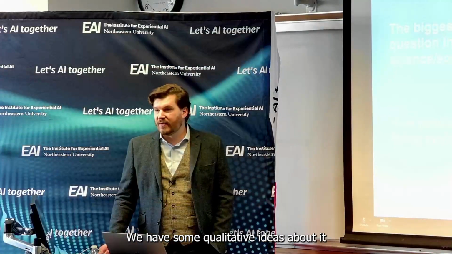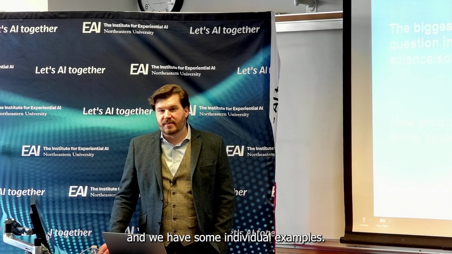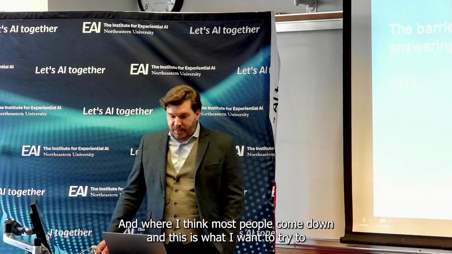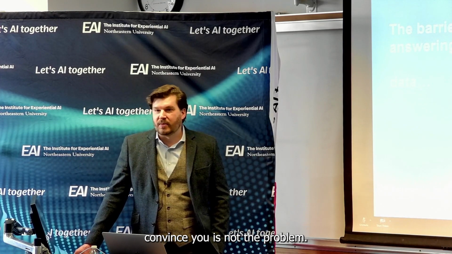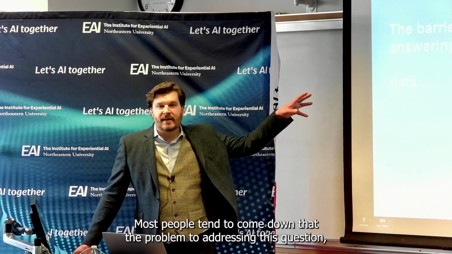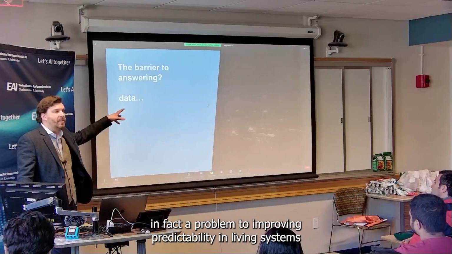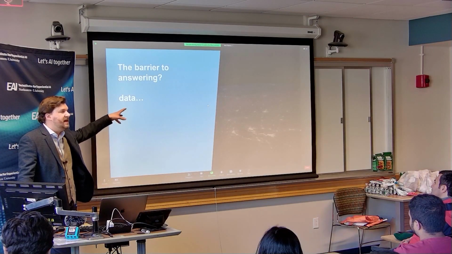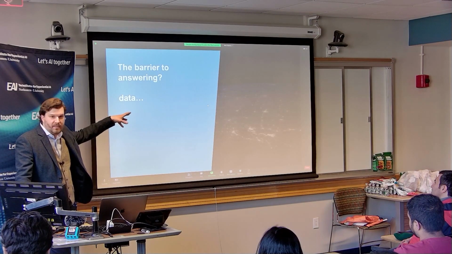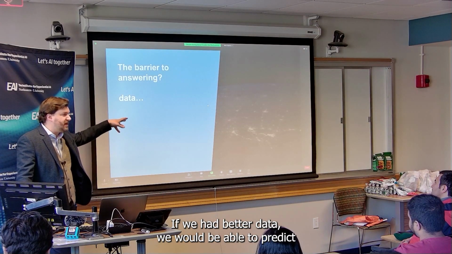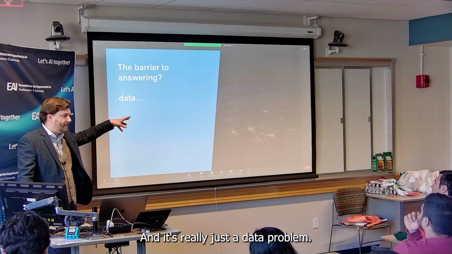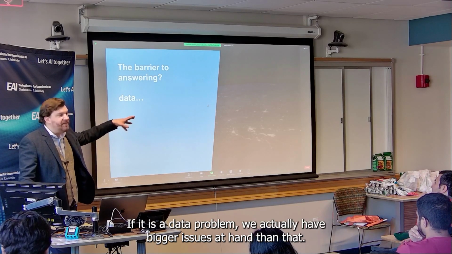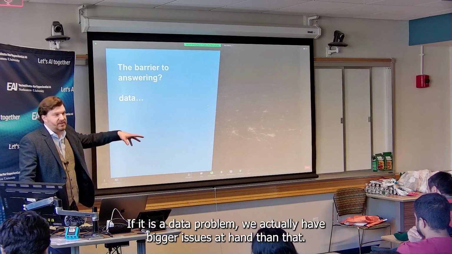We have some qualitative ideas about it, and we have some individual examples. And where I think most people come down, and this is what I want to try to convince you is not the problem, most people tend to come down that the problem to improving predictability in living systems is that we just don't have the right kinds of data. If we had better data, we would be able to predict what's happening in these living systems, and it's really just a data problem. If it is a data problem, we actually have bigger issues at hand than that.